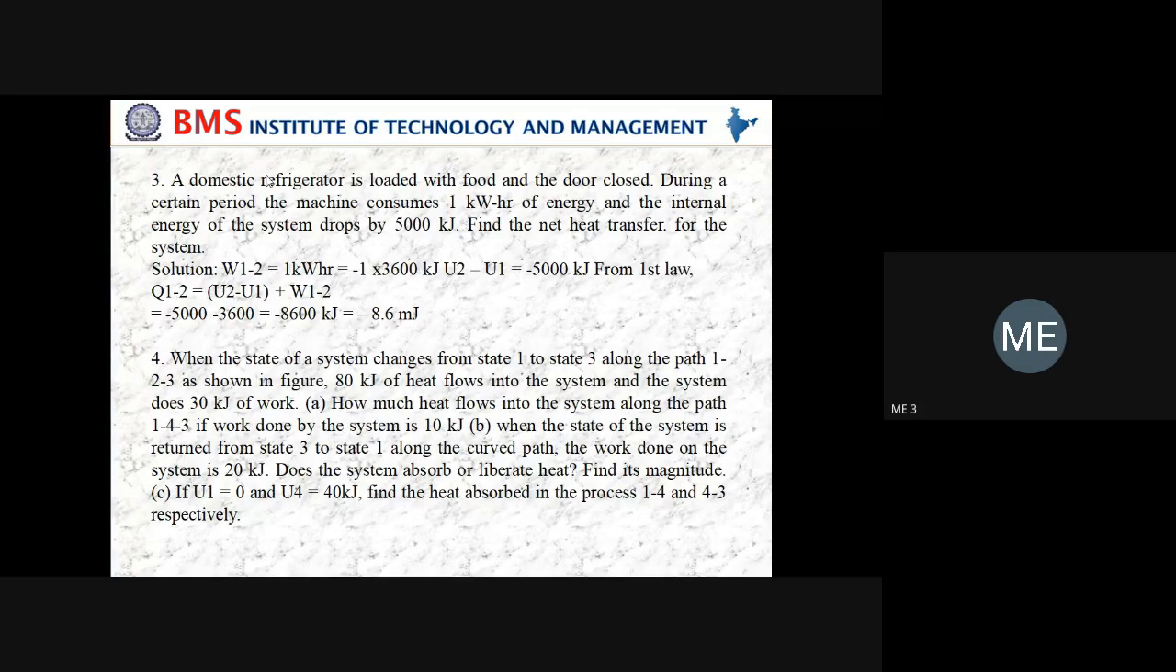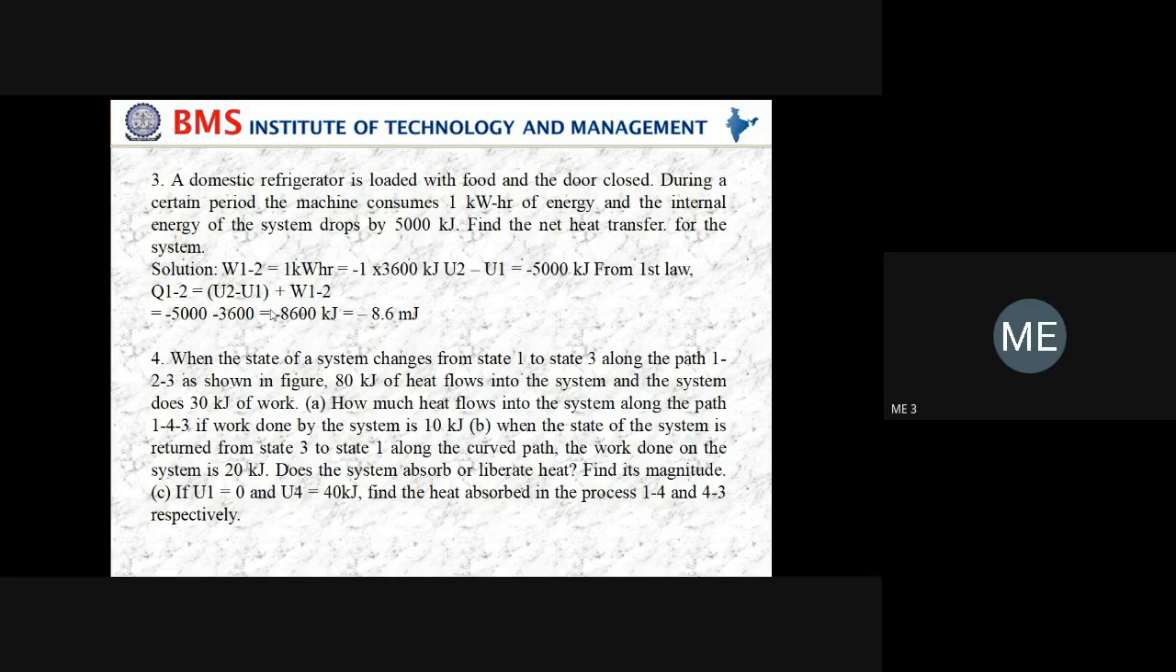Then you apply the first law of thermodynamics. Q1 to 2 equals delta U plus W1 to 2. As I said, Q minus W equals delta U, or we can write Q equals delta U plus W. Delta U is nothing but U2 minus U1. Now you substitute the given values. U2 minus U1 is minus 5000 and W is minus 3600. You will get minus 8600 kilojoules.